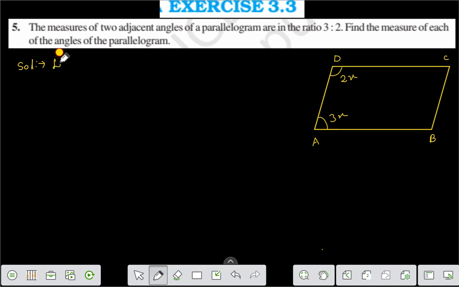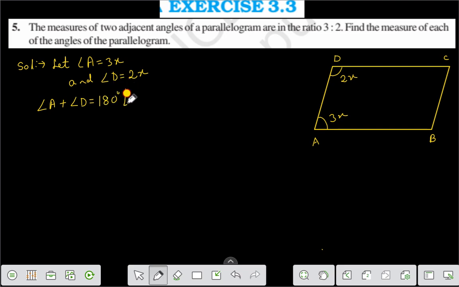Let angle A is equal to 3x and angle D is equal to 2x. Now, angle A plus angle D is equal to 180 degrees.